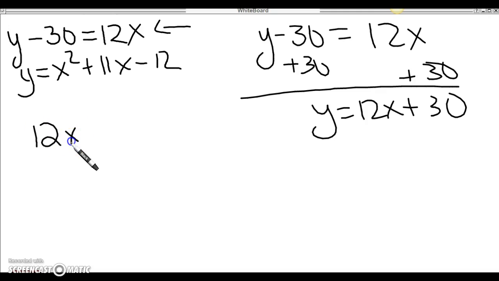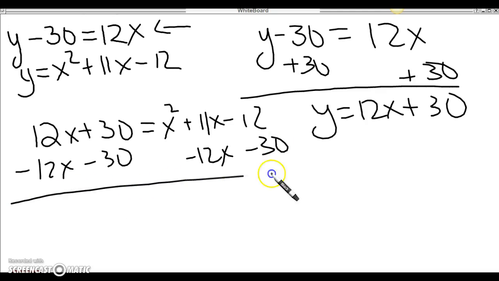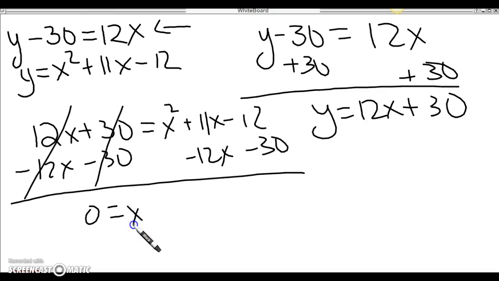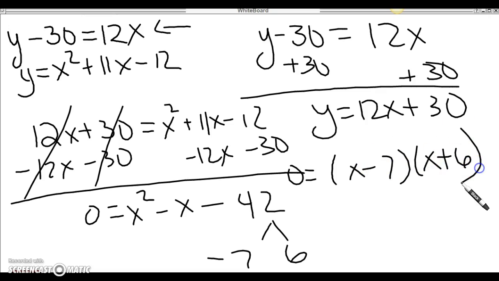So I get 12x plus 30 equals x squared plus 11x minus 12. So I'm going to subtract 12x from both sides. I'm going to subtract 30 from both sides. So that cancels out over here, and I'm left with x squared minus x minus 42. And so factors of 42 that I have would be 7 and 6. One has to be negative, and there'll be negative 7 and positive 6. So I get x minus 7 and x plus 6. So my two values of x are 7 and negative 6.